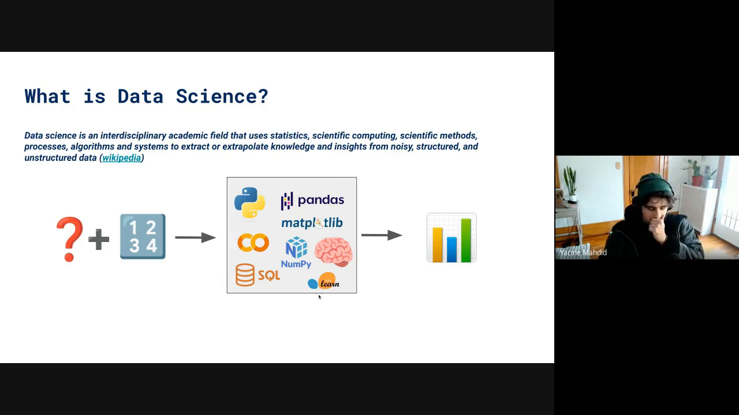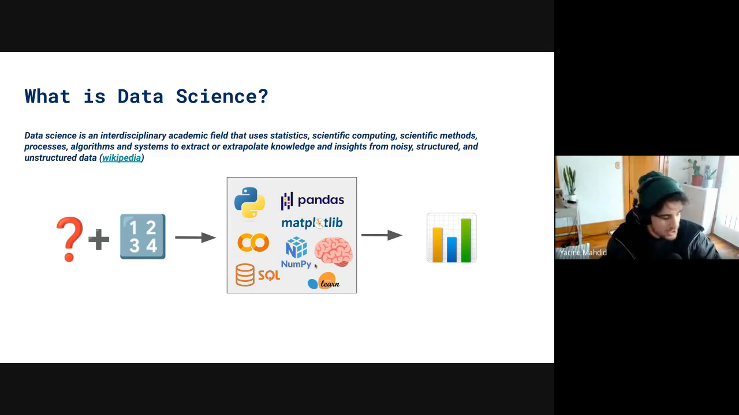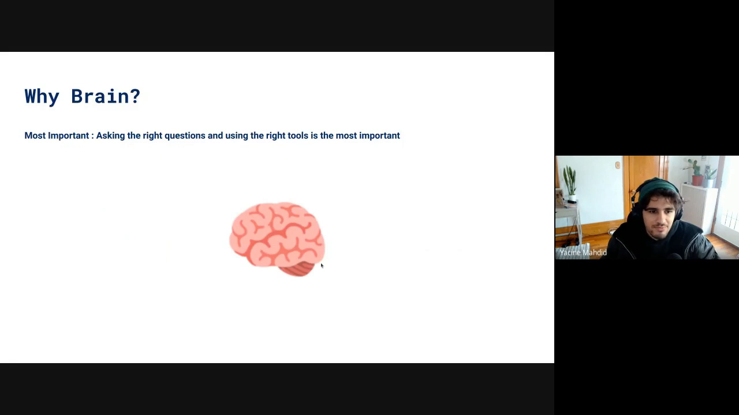Some scikit-learn, and this is for machine learning. It's the most basic package you can use to analyze your data with machine learning algorithms. And finally, the most important one is your brain. So, one by one: why the brain? Asking the right question usually, and using the right tool, is the most important step.